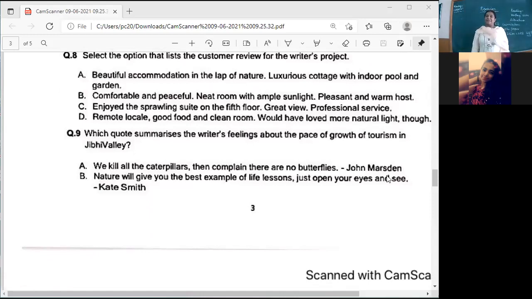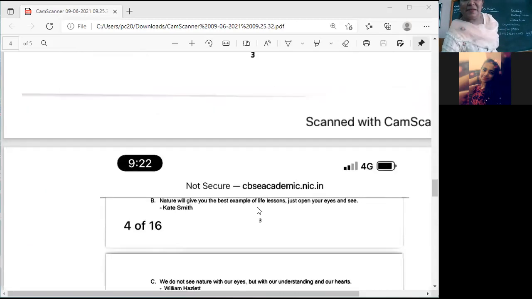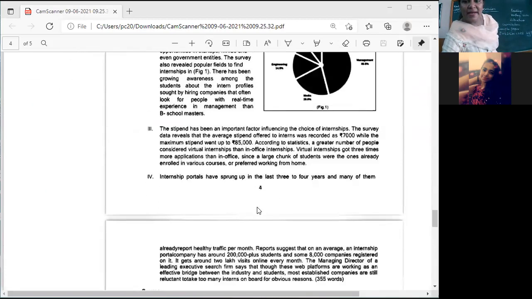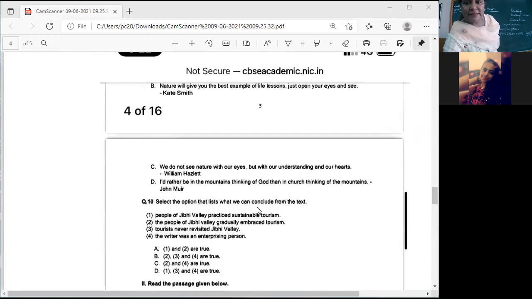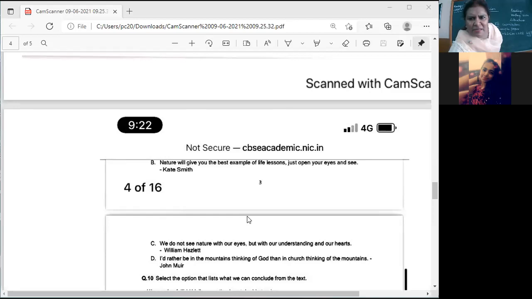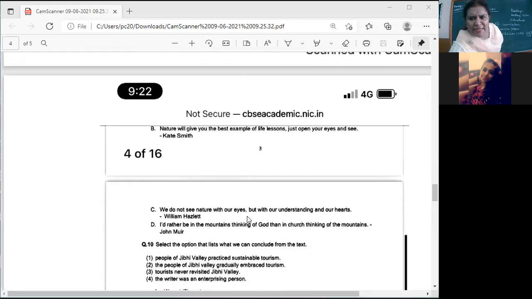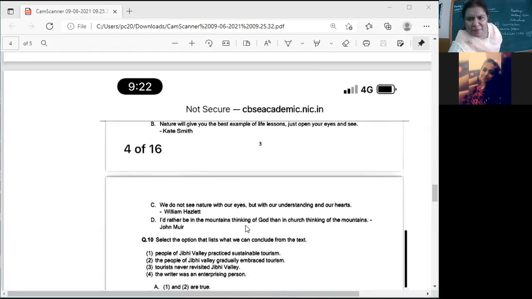We kill all the caterpillars, then complain there are no butterflies. Nature will give you the best example of life lessons. Just open your eyes and see. And with that, I have not added the other. Yes, we do not see with our eyes, but with our understanding and our hearts. I'd rather be in the mountains thinking of God than in church thinking of the mountains.